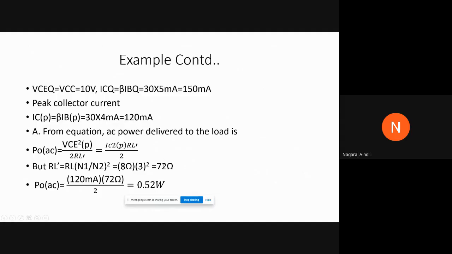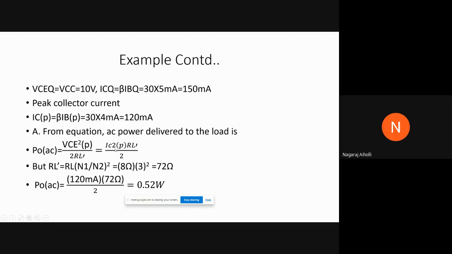They are given the value of IB and we also calculated the IC peak value. So IC peak value we know. We don't know the value of RL dash, so we have to calculate it. If we calculate the value of RL dash and substitute IC peak and RL dash in this equation, we will be able to calculate the value of AC output power.